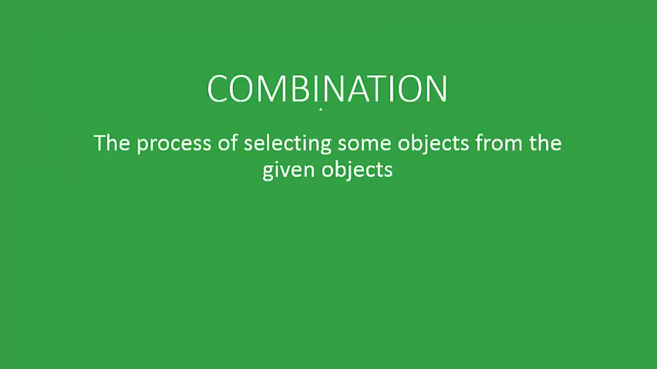Okay, so now we come up to the next problem: choosing a particular set of letters from the given pool or set. Here we are not concerned with how they are chosen, or what the arrangement is after they are chosen. We're just choosing them from a lot. This is called combination, and the formal definition is the process of selecting some objects from the given objects.